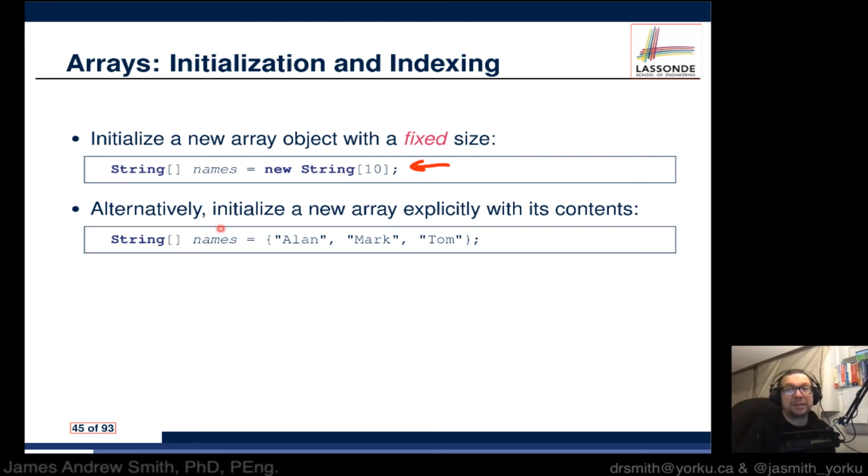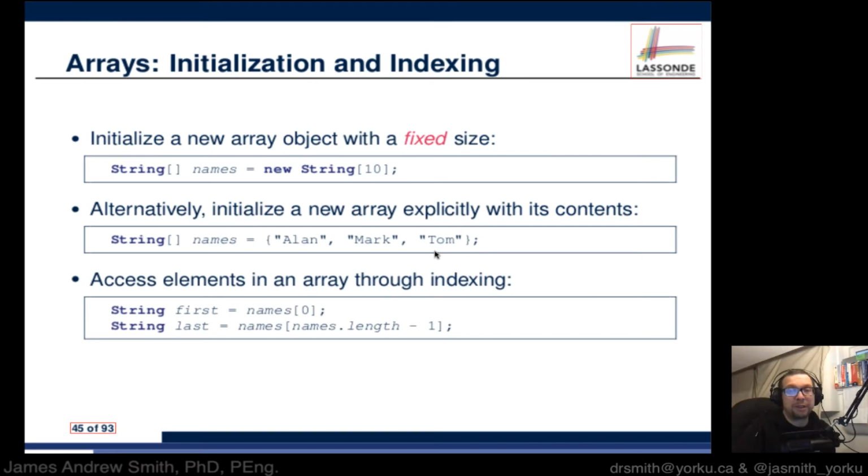In this case, we didn't say what the size was going to be, but we did say that there are going to be 3 items inside of it. Okay, and in this case, the array is called names. It's also called names there. In this case, we're putting space for 10 different strings in there. In this case, we have 3 different strings that are explicitly written.